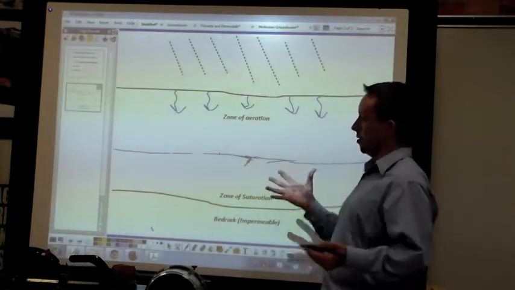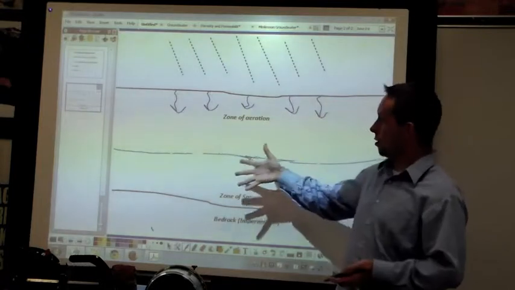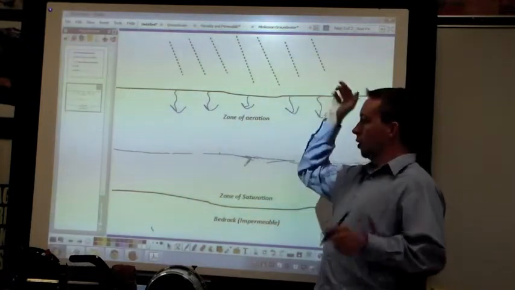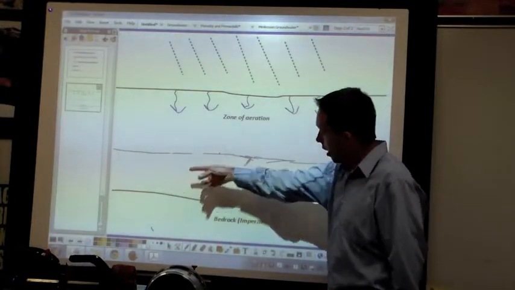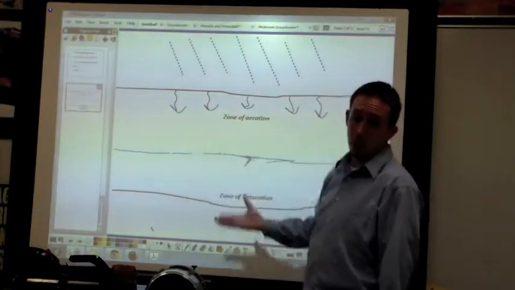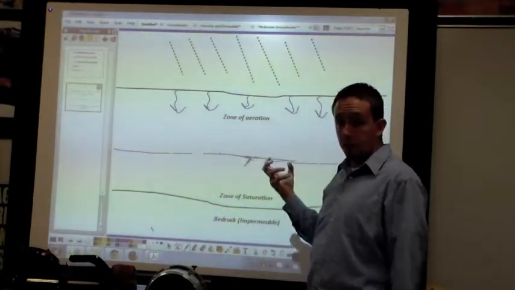So let's think about where this is all happening. Here's my zone of saturation, and here's my zone of aeration. So I have water in between all the particles below this line, the water table. And above this line, I have air in my particles. Air in between the spaces of my particles.